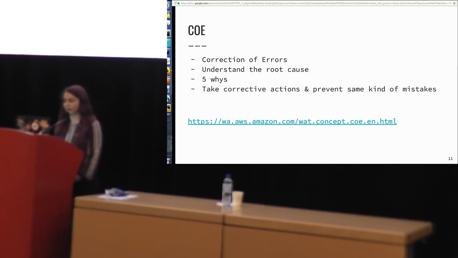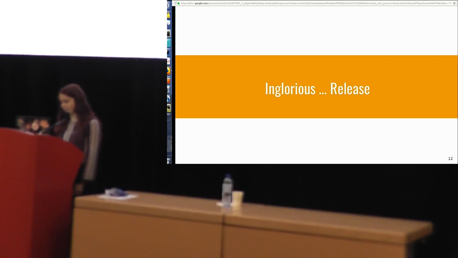What we do at Amazon and in Firecracker is a process called a correction of errors. And we do this because we want to think long-term versus short-term. So we really want to understand what is the root cause of a problem and make sure that we are not making the same mistakes in the future. To get to the root cause, we are doing the five whys, diving deeper and deeper into the problem. This is also a process that is available for you to check if you want to. And now we can look at the actual bugs.